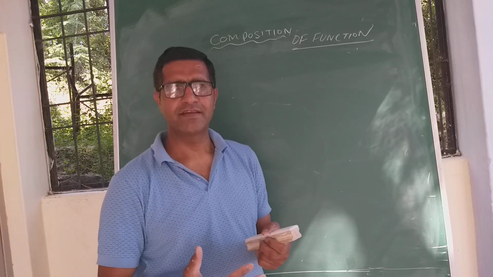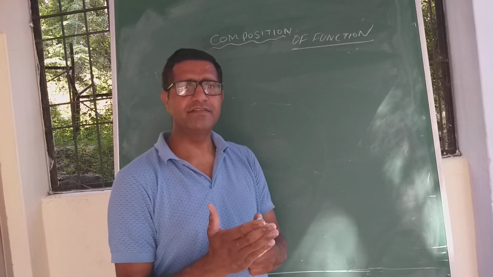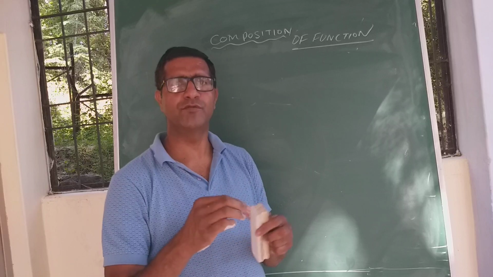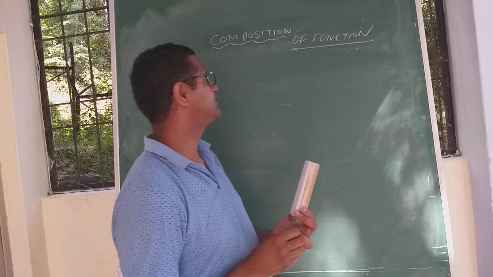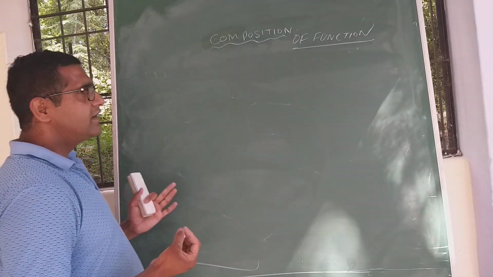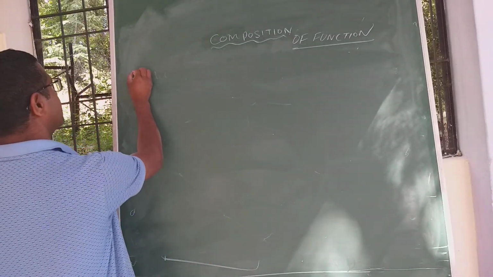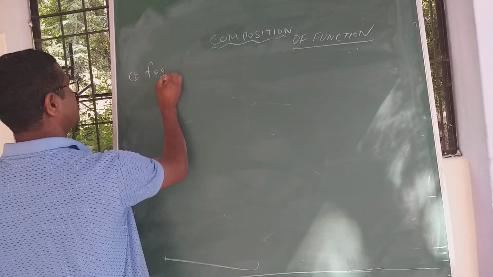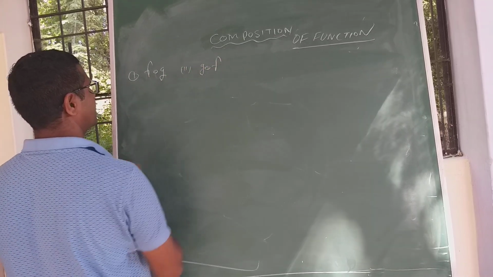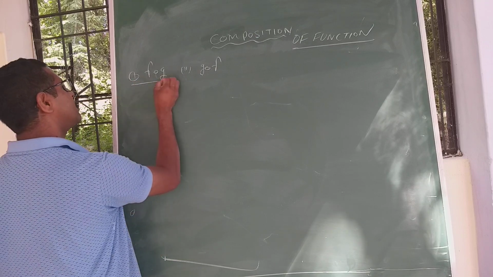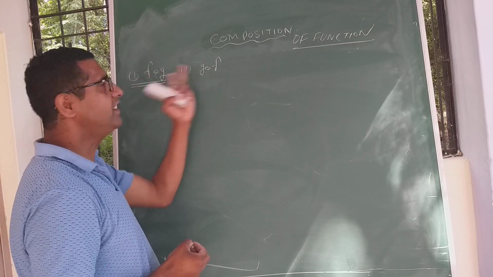Combining means we can combine the functions by the help of some rule, meaning one function over another function. Right? Let us see. There are two ways of combining functions. Number first, F o G, F of G. Number second, G o F, G of F. Let us understand FOG and GOF one by one.